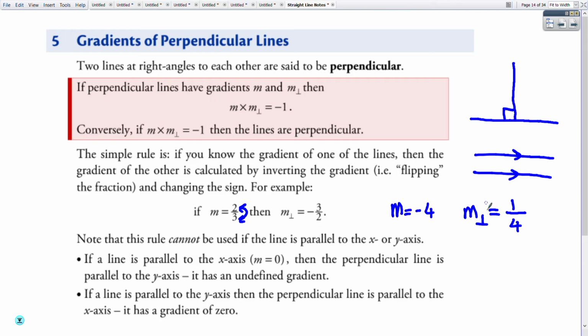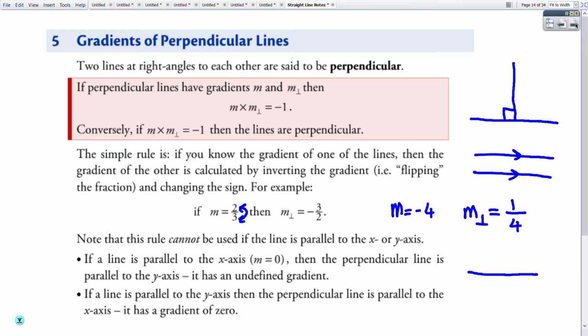Now it says here that there is a special case where if you have a horizontal line, a gradient of 0, it is perpendicular to a line that's vertical, and so the perpendicular gradient will be undefined. And if you have an undefined gradient, the perpendicular gradient to that would be a gradient of 0.